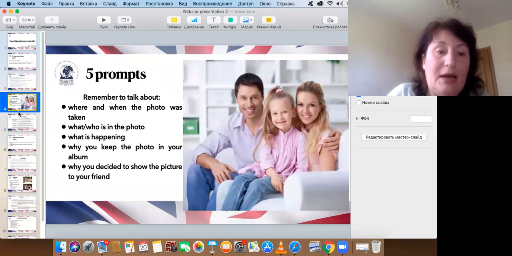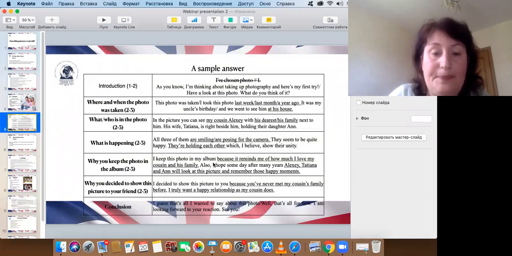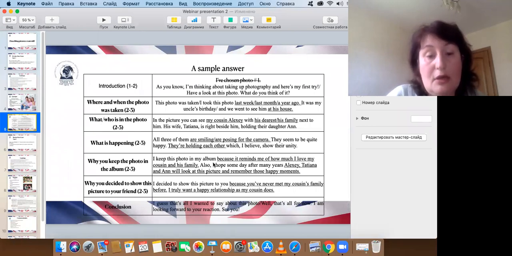Well, the next is why you keep the photo in the album. Again, 2 or 3 sentences. Well, I wrote, I keep this photo in my album because it reminds me of how much I love my cousin and his family. Well, and what about another reason? Well, it was really difficult. I also hope someday after many years, Alexei, Tatiana, and Anne will look at this picture and remember those happy moments. So I was just thinking a little bit. And even for me, it was a little bit difficult to think about 2 reasons.